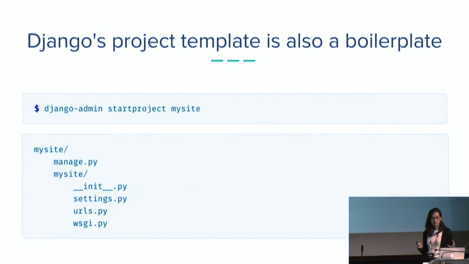And in the Django concept, the project template is also a boilerplate. So every time you run the command django-admin startproject, what you're doing is you're generating the basic Django project with the project name that you passed in the command. So the very idea of using a boilerplate is already embedded in Django.